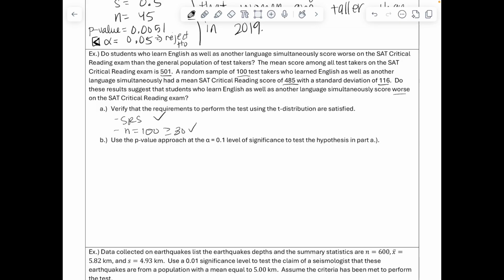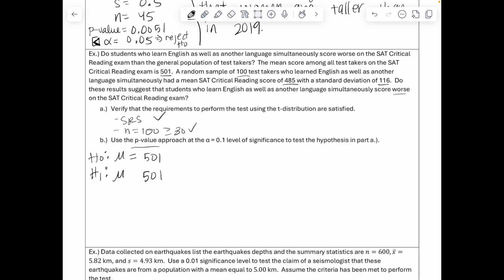The next thing that it says is B, use the p-value approach at the alpha equals 0.1 level of significance to test the hypothesis in part A. So we've verified this, and what we're asked to find is to see if this is worse for students that are learning multiple languages at one time. So we write down H0 and H1. We are talking about the average or the mean score, so I'm going to put mu's for both of these. The number that the general population has for the critical reading exam is 501.